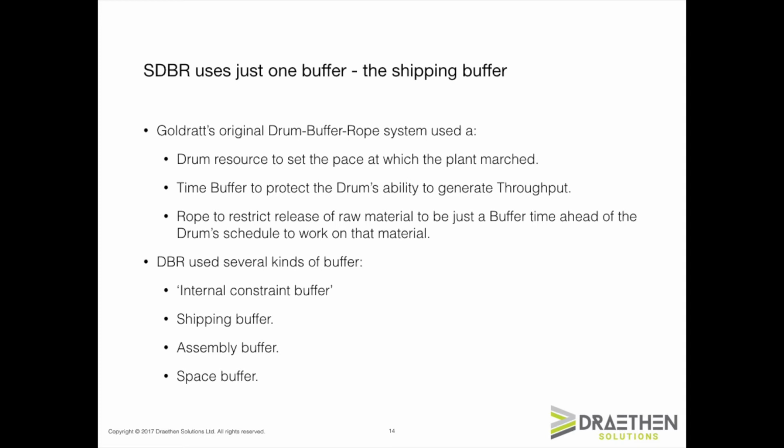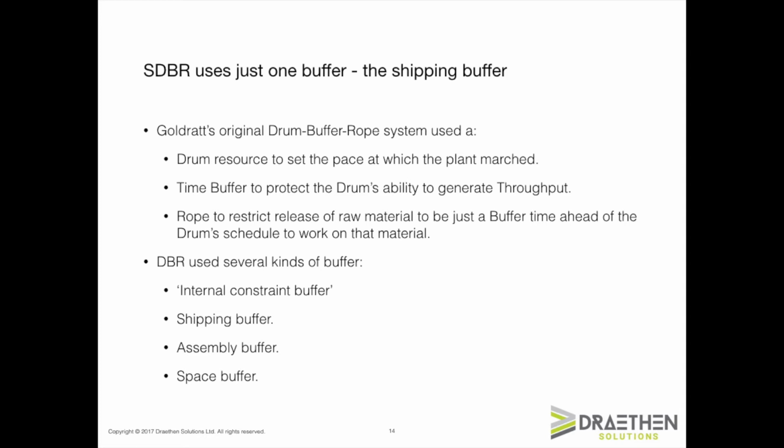The third element, the rope, protected the plant from being flooded with too much inventory, the downsides of which we are now familiar with. The rope prevented inventory from being released into the plant more than a buffer time ahead of it being needed by the drum. So, for example, if the buffer was 7 hours and the work order was scheduled to be processed by the drum at 1600 hours, the raw material would be released at 900 hours, thus giving the work order 7 hours to make its way through the various work centres preceding the drum and be ready for processing at the drum ahead of its scheduled time on the drum.